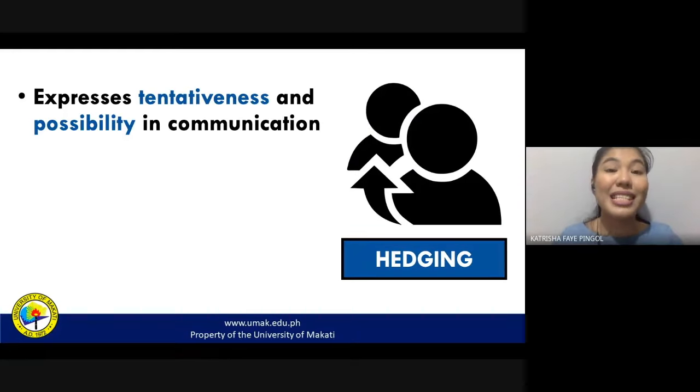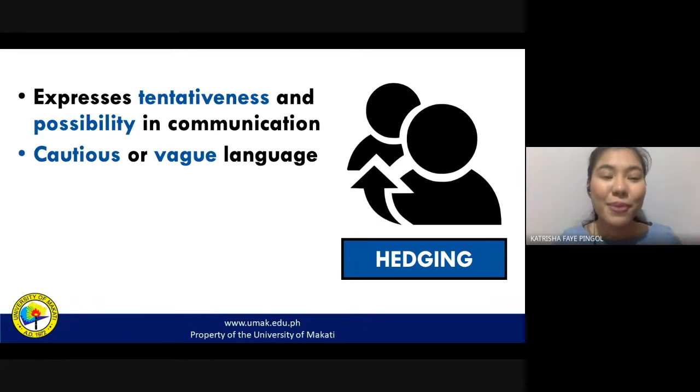Next, let's go to hedging. Hedging is simply expressing tentativeness or possibility in communication. Whenever you communicate, there are certain things that you are unsure of. However, you still don't want to sound as if you completely have no idea about that particular thing. So instead of sounding as if you don't know anything, we use hedging so we can still sound more formal and academic. In other books, hedging is characterized as the use of cautious or vague language. There's nothing specific, and it is something that is carefully used.